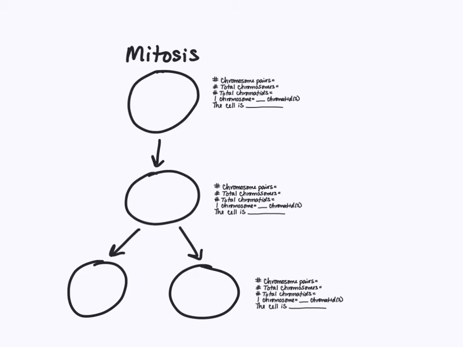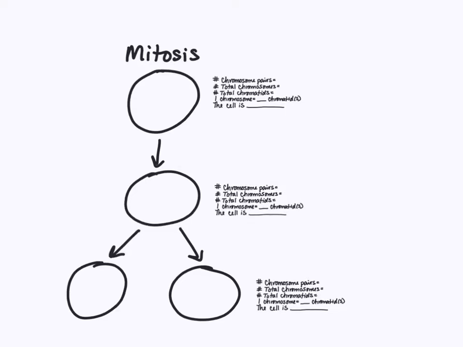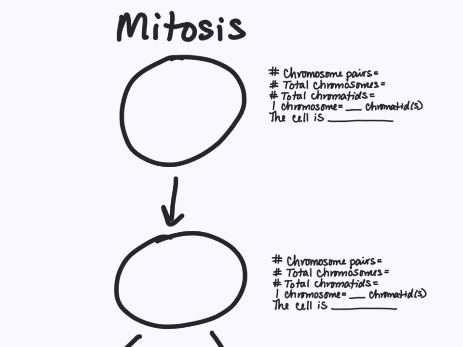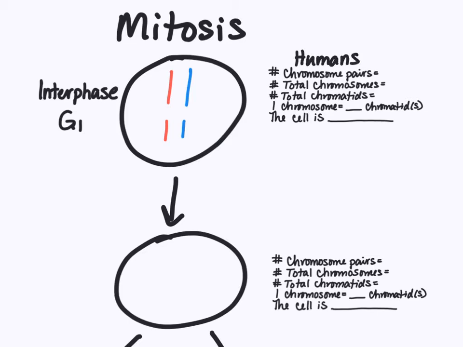So let's start by reviewing mitosis. I'm going to zoom into this first circle here, which represents a cell that's in the G1 phase of interphase. The chromosomes in the cell are going to look something like this. We have paired chromosomes, which means that we have homologous chromosomes present. Now, in this drawing, I'm only drawing 2 pairs of chromosomes, or 4 total chromosomes, but in humans, we would actually have 23 pairs of chromosomes.